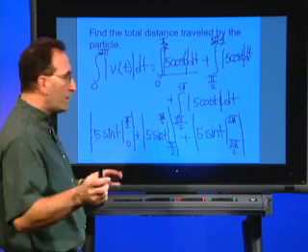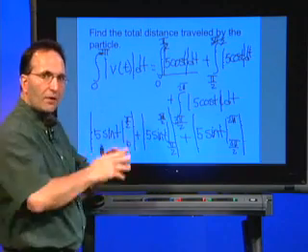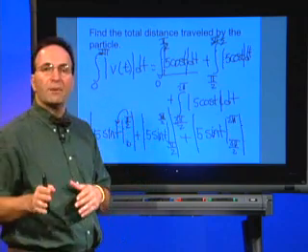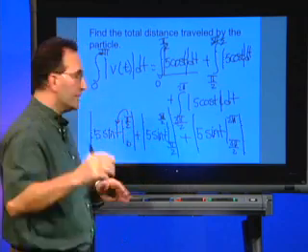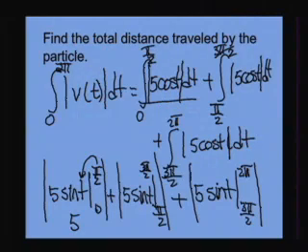So now, what we know is this. Sine of 0, of course, is 0, so we know that's going to drop out. What we're interested in is the sine of pi over 2. The sine of pi over 2 is 1. 1 times 5 is 5. So for this section, we have 5.